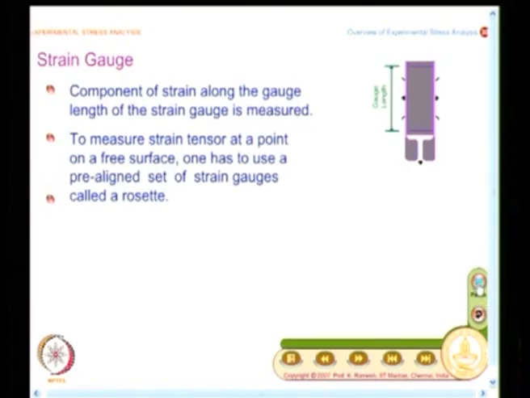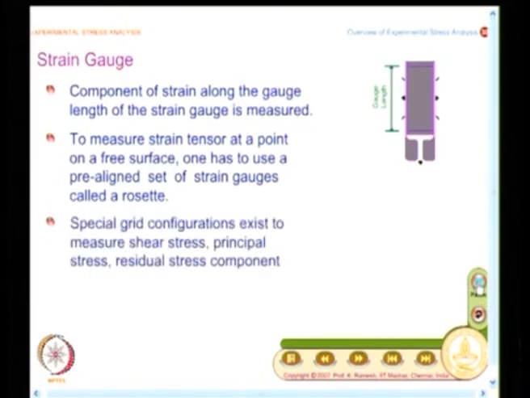And you also have special grid configurations. You do not stop at only measurement of strain, there may be requirements where you may want to directly find out shear stress, or principal stress, or the residual stress component. So, for all these cases special grid configurations exist.